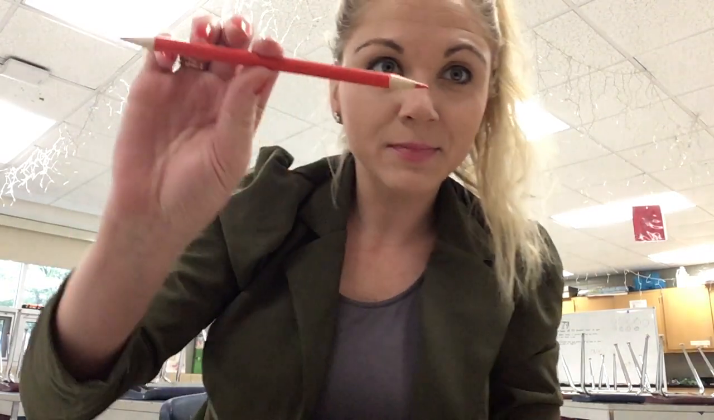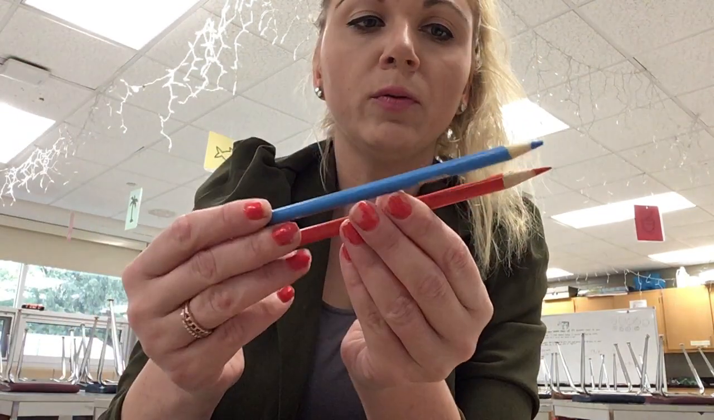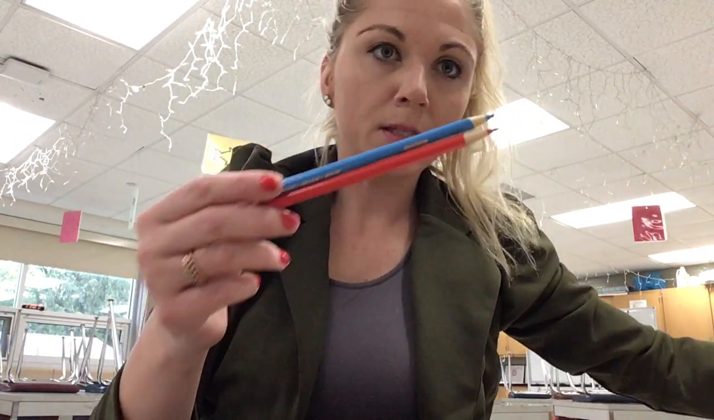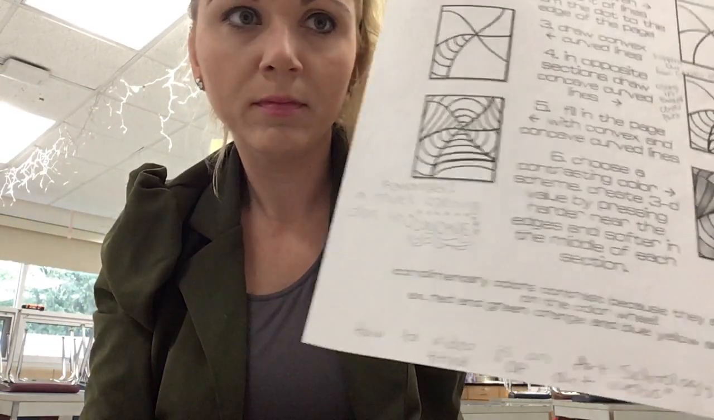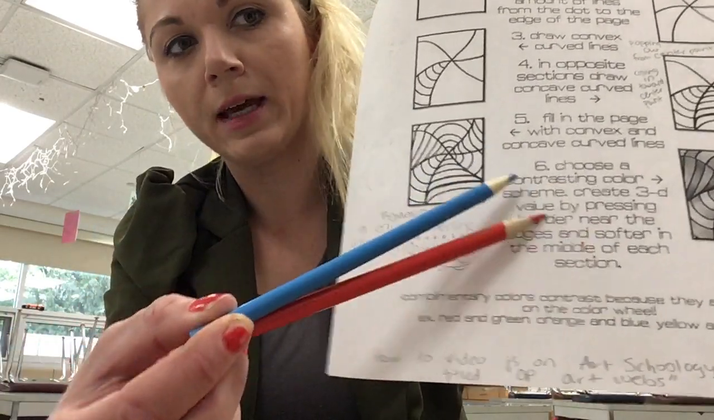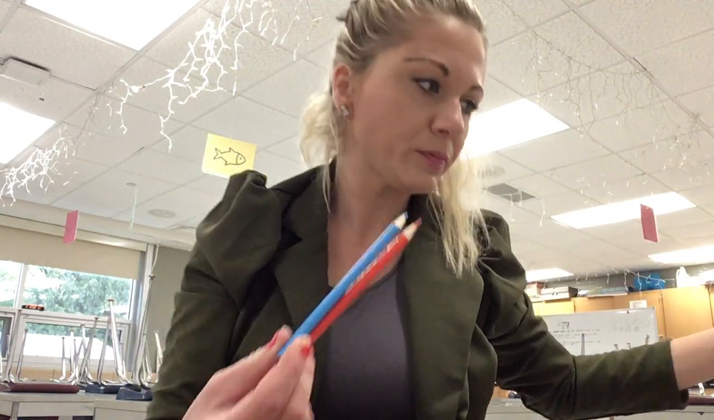And I really like bright colors, so I think I'm going to do like an orange and a blue. The second part of that last step says that you can create 3D value. Part 6, the second half of number 6 is what I'm reading right now. Create 3D value by pressing harder near the edges and softer in the middle. All right, so here is what that means.